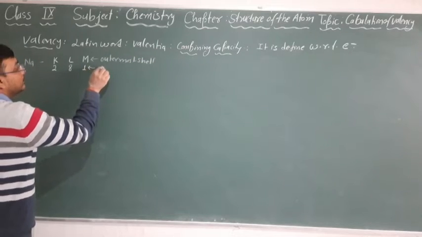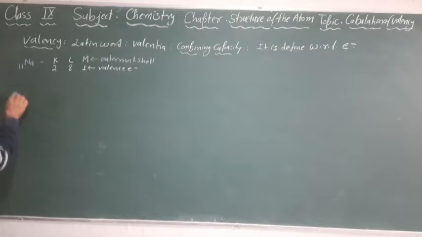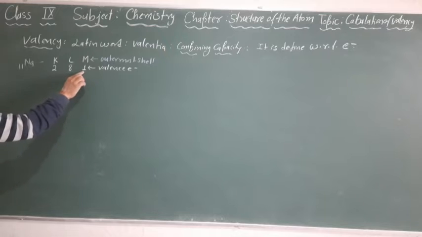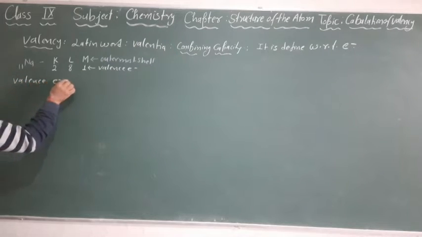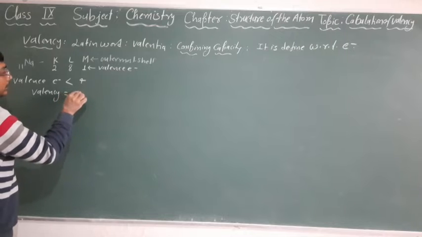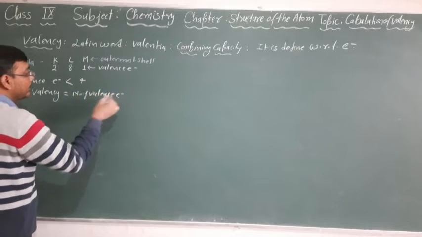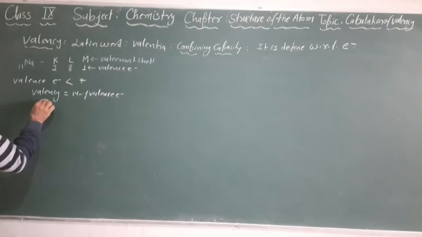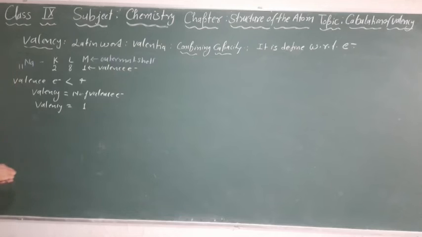Now the valence electron, and since the valence electron is less than 4, valency is equal to the number of valence electrons. So valency is equal to 1.